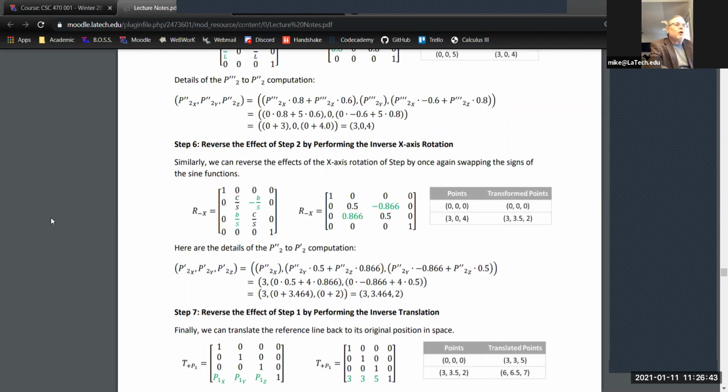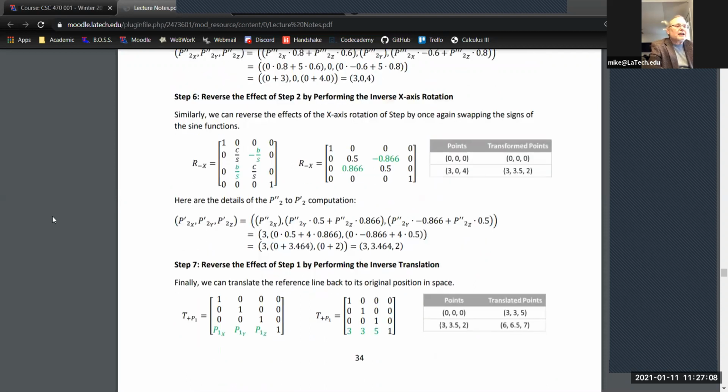So again, I swap the sign of the sines and use the same numbers that I had to do the x-axis rotation. So 0.5 and 0.866. If you plug 0.304 into that, that'll put that back to 0.3, 3.52. So I've reversed that.